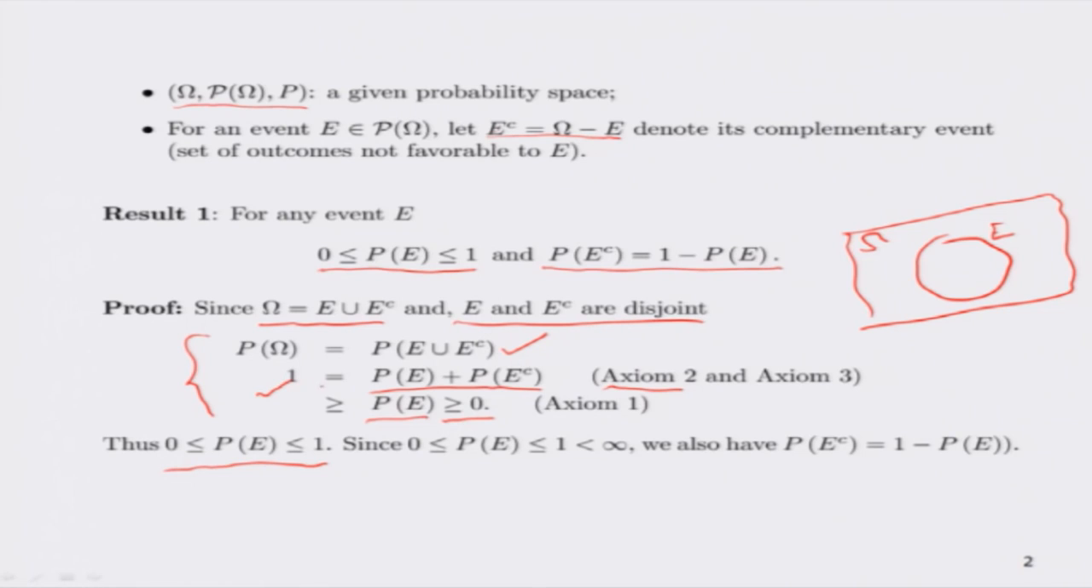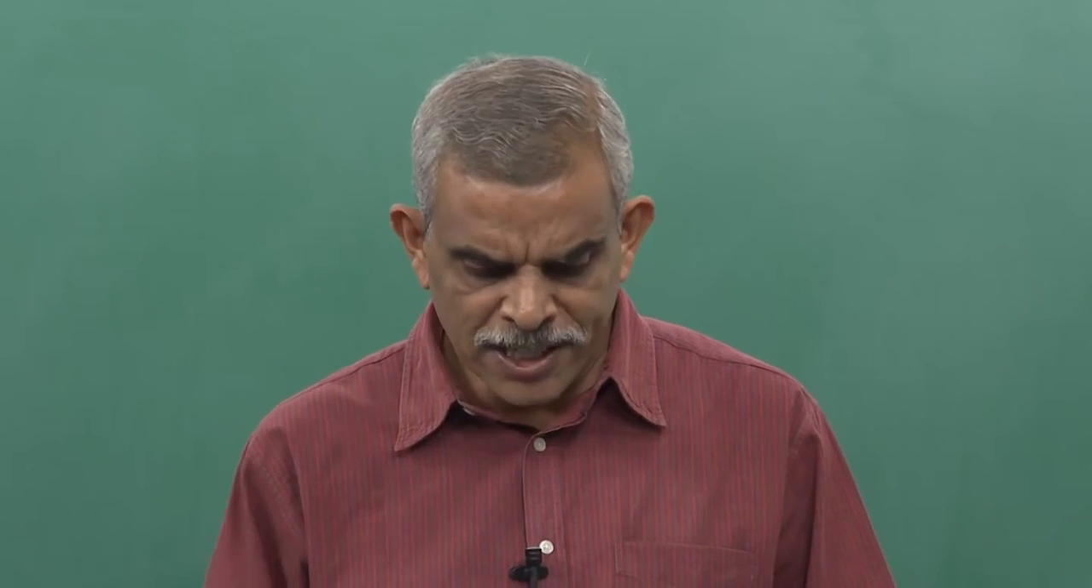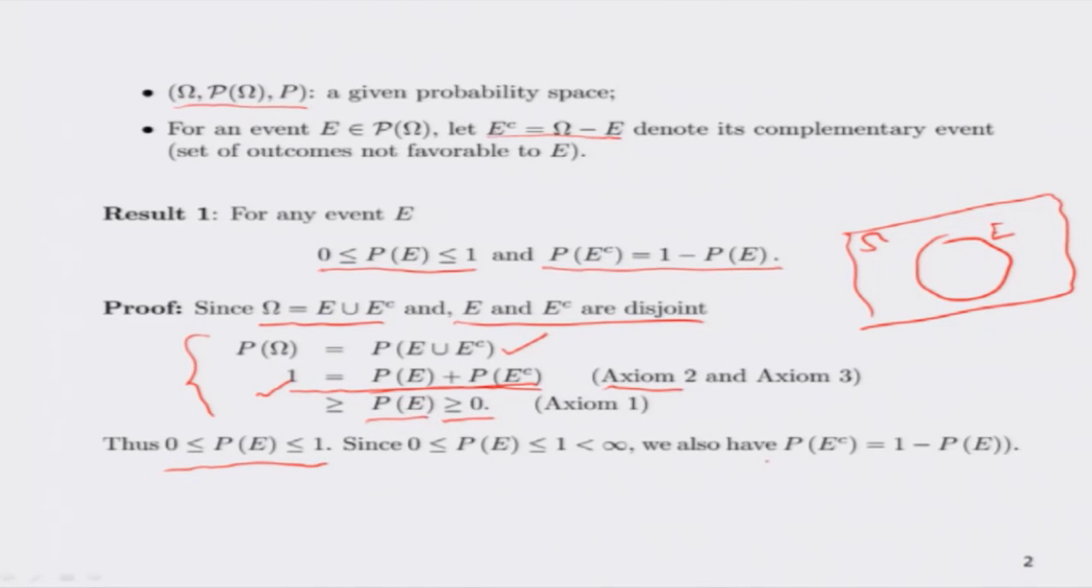Now note that I have the expression 1 equal to P of E plus P of E complement. Here I can directly conclude that P of E complement is the same as 1 minus P of E, provided I can take P of E to the left hand side, which amounts to cancelling P of E on 2 sides. That is possible provided P of E is finite, but we have already proved that P of E is always less than or equal to 1, so it is a finite quantity. So I can always take P of E to this side, so P of E complement turns out to be 1 minus P of E. So what we get from result 1 is that probability is always between 0 and 1, and probability of E complement is the same as 1 minus probability of E.